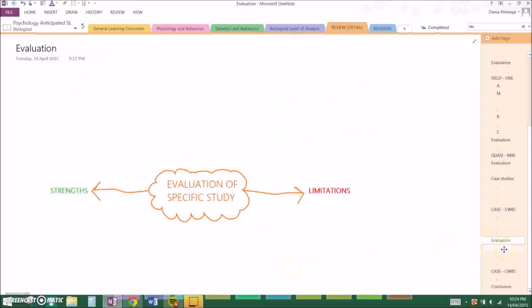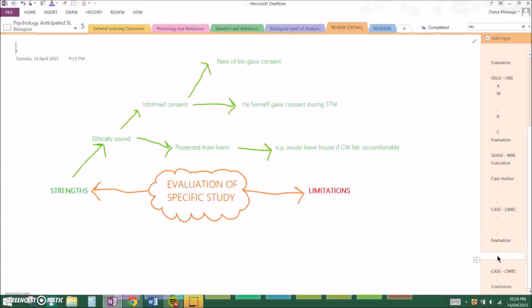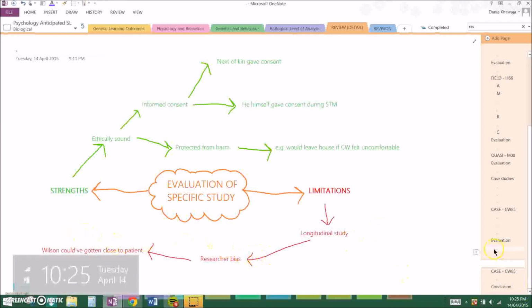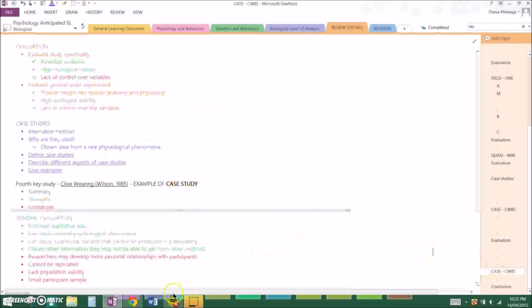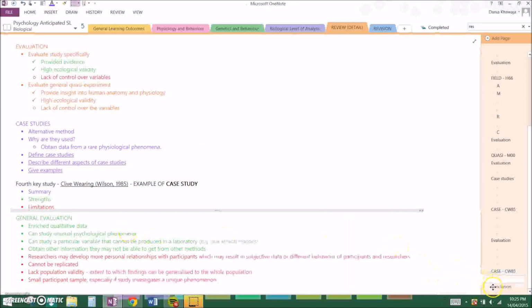So basically the evaluation of the specific study were that it was ethically sound due to informed consent and protection from harm. And next of kin, Deborah, his wife, gave consent, and he himself gave consent during the short-term memory he had, and he was protected from harm because researchers would leave if Clive Waring felt uncomfortable. And limitations were that it was a longitudinal study, so there was researcher bias, and Wilson could have gotten close to the patient. So basically this is the general evaluation of the case study and conclusion.